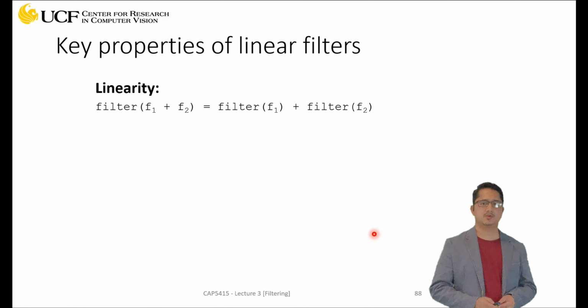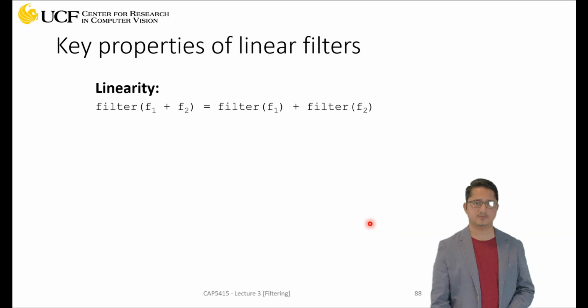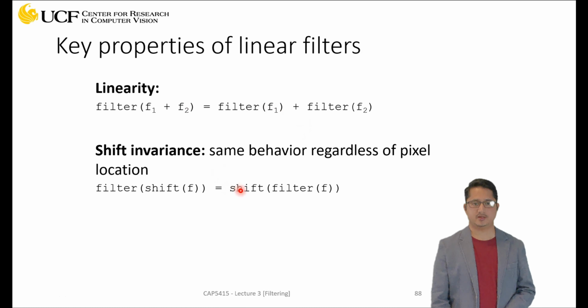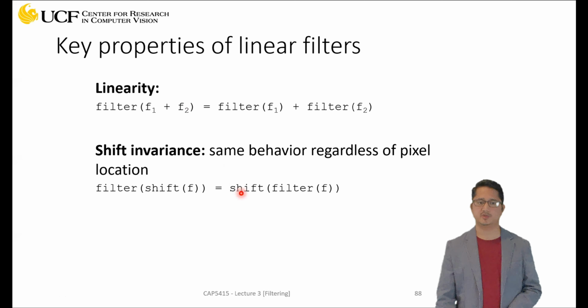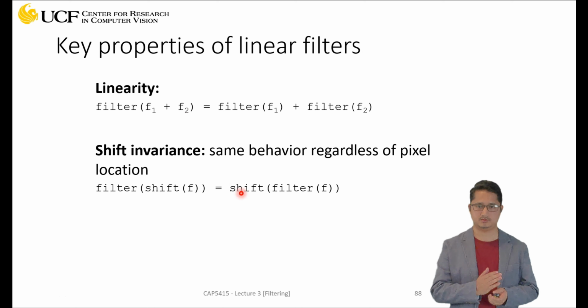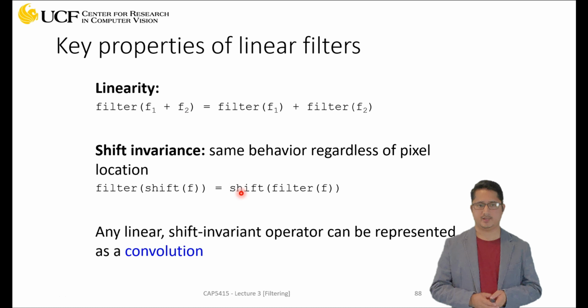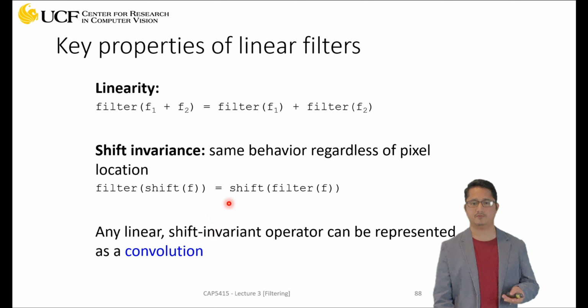Okay, so some key properties of linear filters. If we add the filters, that's similar to performing filtering on the first and then adding later. And it's shift invariant, which means it doesn't matter where your pixel is located; the output is not going to change. You can shift your image first, perform filtering, and shift back again. Shifting is not going to change your output. This is important because if you have an operator which is linear and shift invariant, you can represent it as a convolution operation.